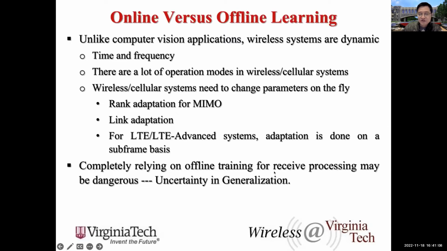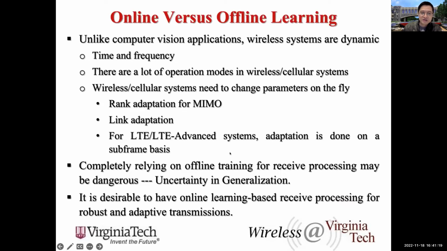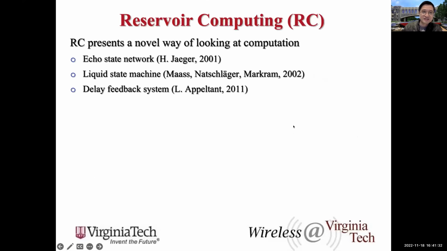That means if you completely rely on offline training for receive processing, and hopefully it will work online, it can be dangerous, especially related to the issue I mentioned about uncertainty and generalization. Now the key question becomes, how are we going to make it online? How can you do online training based on so many limited data, right? I mean, so limited training, and make it work and even beat existing communication systems.